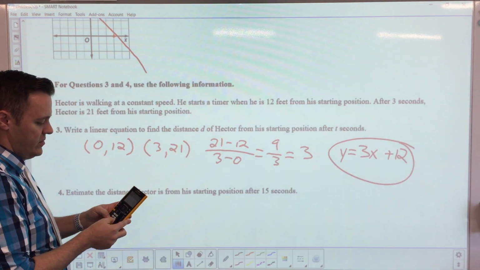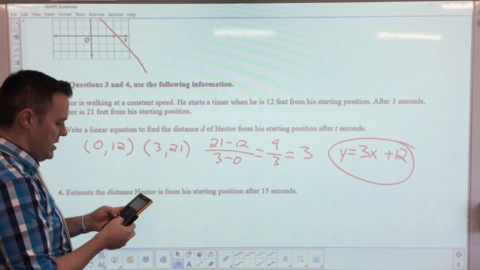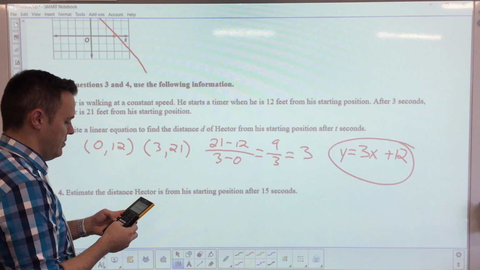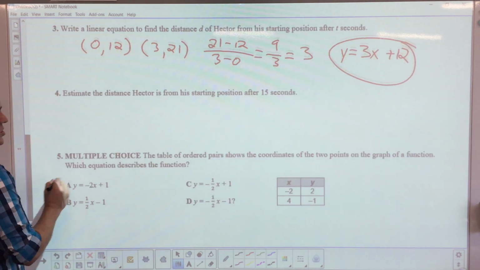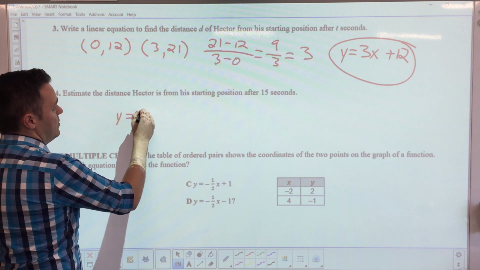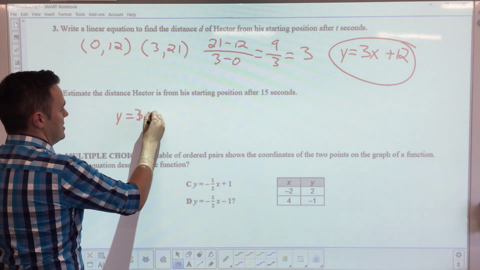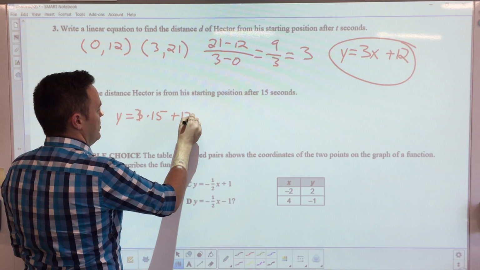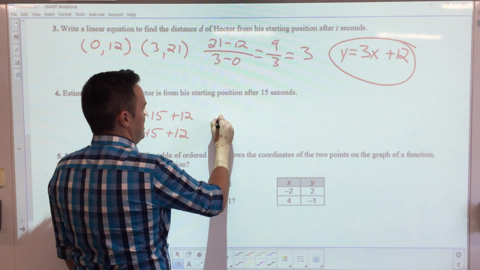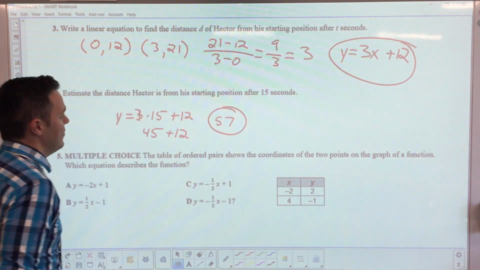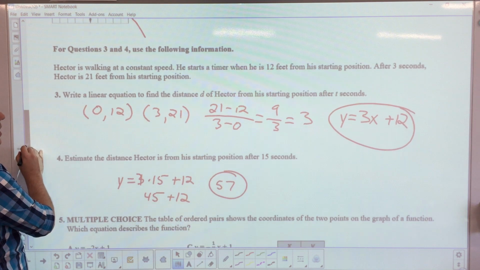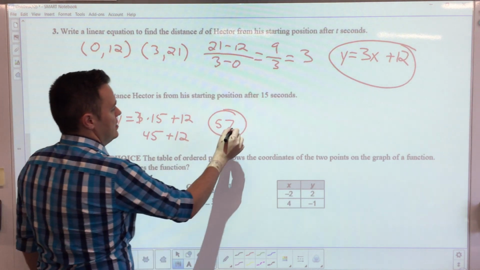Now the question asks, estimate the distance after 15 seconds. In your calculator, 15 times 3 is actually, I believe, 45. So you plug it in. y equals 3 times 15 plus 12. So that'd be 45 plus 12, which equals 57. So how far is he? He is 57, does it say a distance on here? 57 feet.